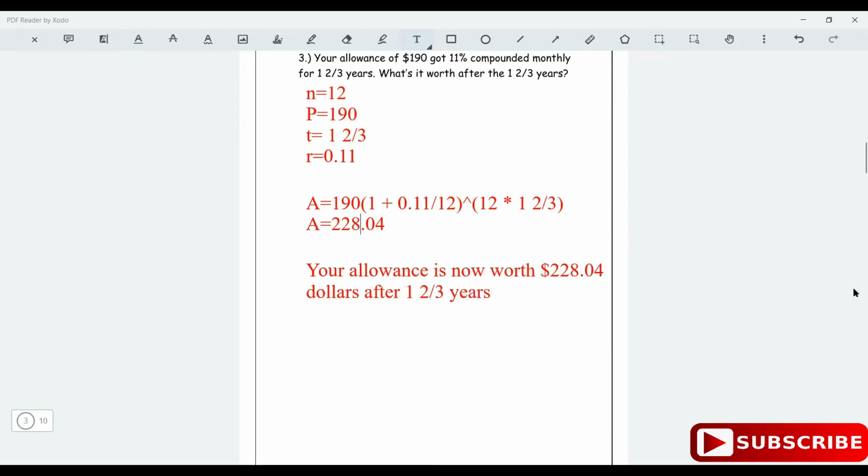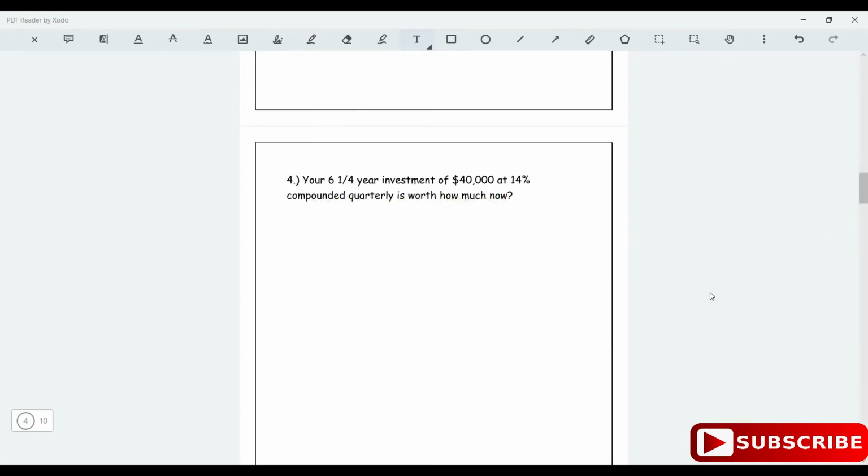So let's go ahead and continue. Question 4 says your 6.25 year investment of 40,000 at 14% was compounded quarterly. How much is it worth now? So quarterly tells us n equals 4. We know the time is 6.25 years. Then your principal is 40,000 and your rate is given by 0.14.